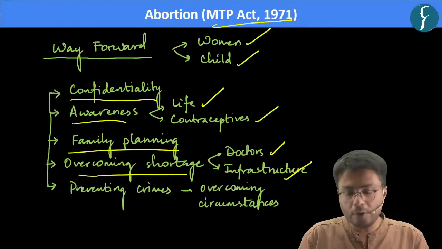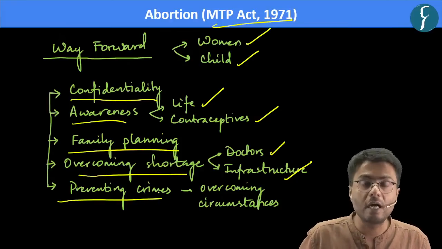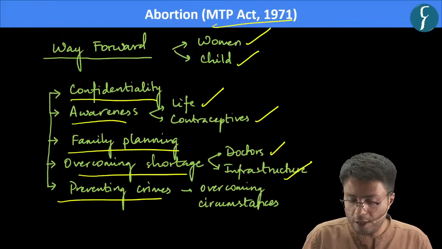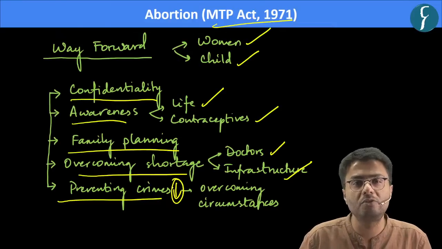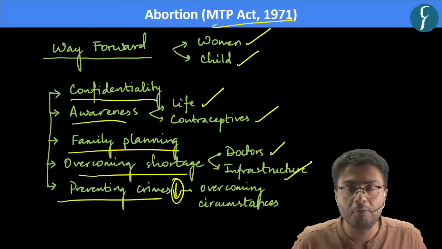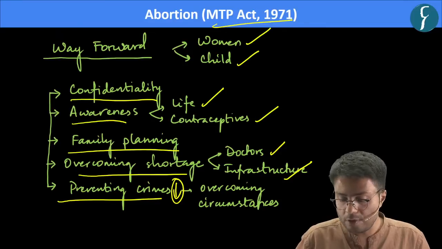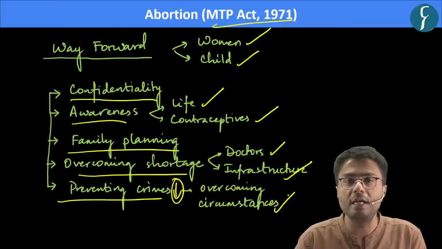Further, there is also a need to improve the law and order situation in the country because only then will we be able to reduce the amount of crimes that happen in Indian society such as rapes which have resulted in a huge amount of unwarranted pregnancies. Therefore, reducing crimes will help us overcome circumstances that warrant the application of MTP law.